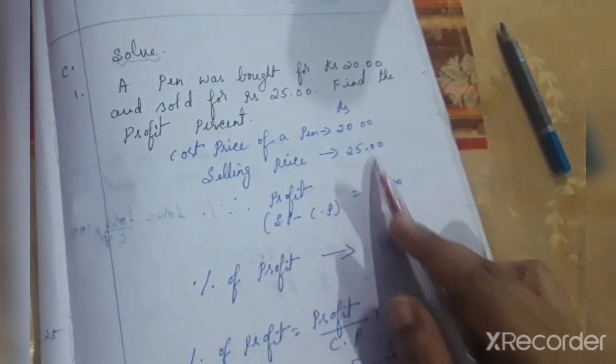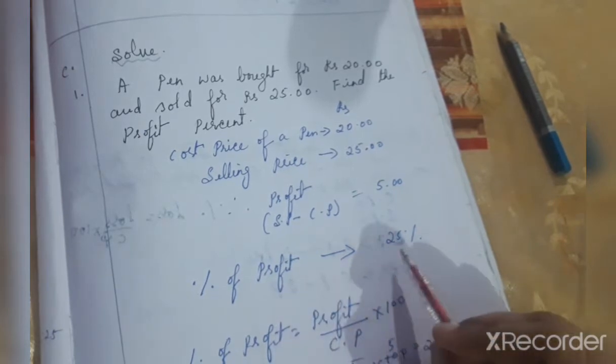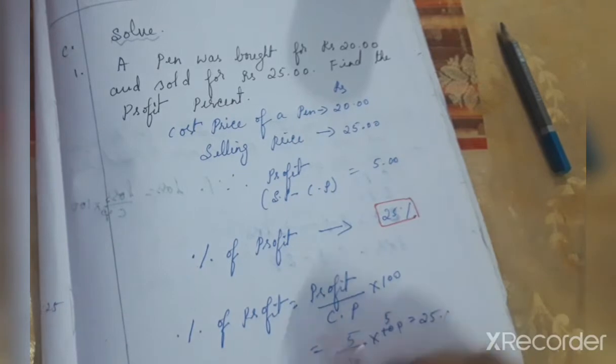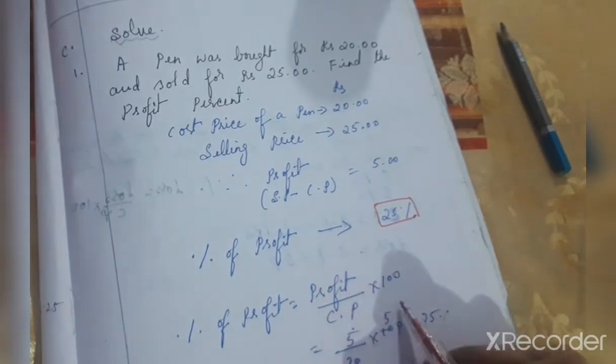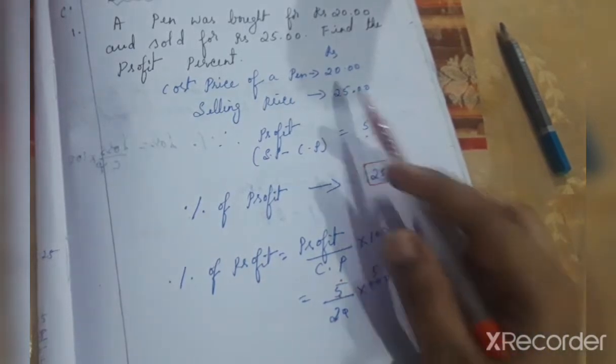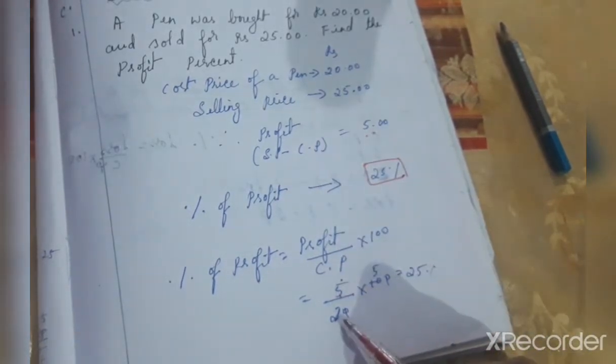Then percentage of profit equals profit by CP into 100. This is the formula. Profit is 5, so after calculating, 5 divided by 20 into 100, after simplification you get 25%.